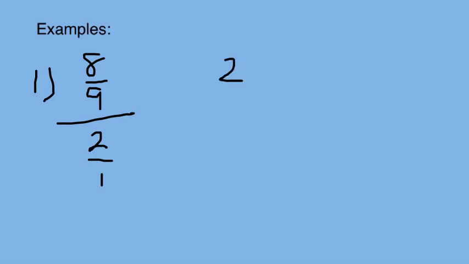So now your examples should look like this. It should have 8/9 in the numerator, and in the denominator 2 over 1. So now I have a fraction in the numerator and a fraction in the denominator. And the second one should look like this, 6 over 1 divided by 3/4.